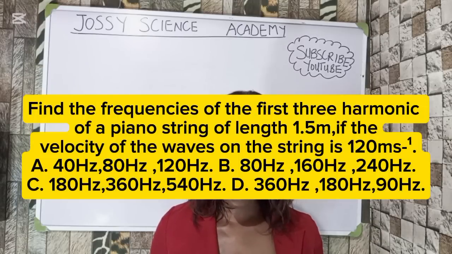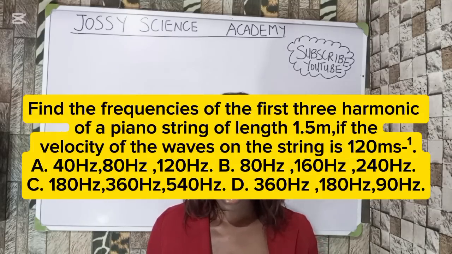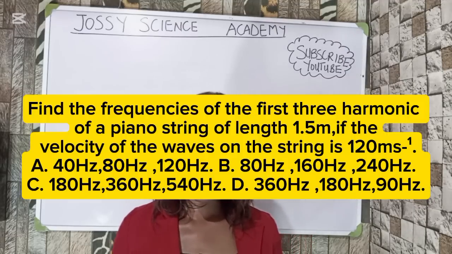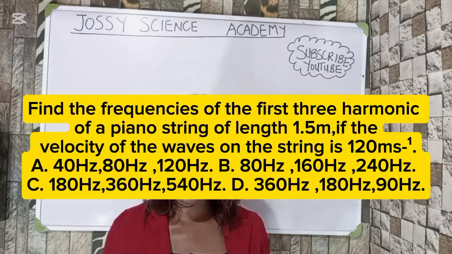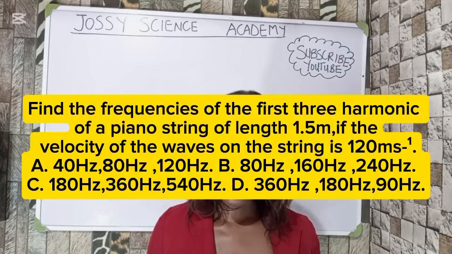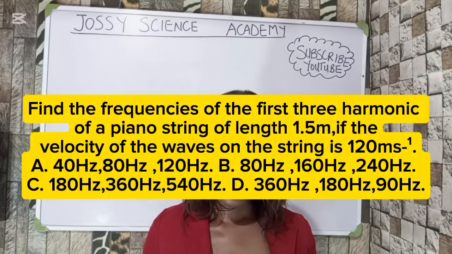Find the frequencies of the first 3 harmonics of a piano string of length 1.5 meters if the velocity of the waves on the string is 120 meters per second. We have the following options. Option A, 40 Hz, 80 Hz and 120 Hz. Option B, 80 Hz, 160 Hz and 240 Hz. Option C, 180 Hz, 360 Hz and 540 Hz. Option D, 360 Hz, 180 Hz and 90 Hz.